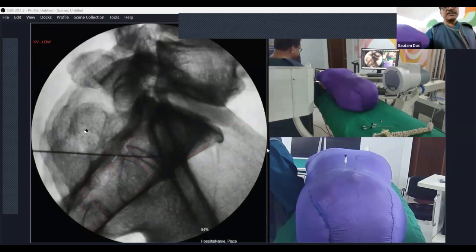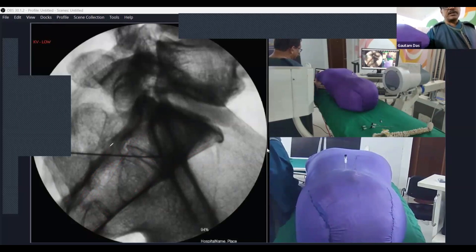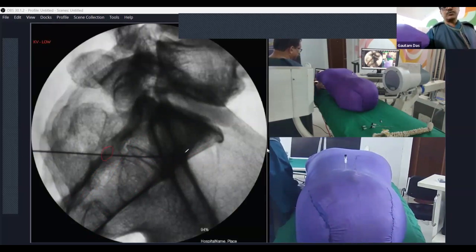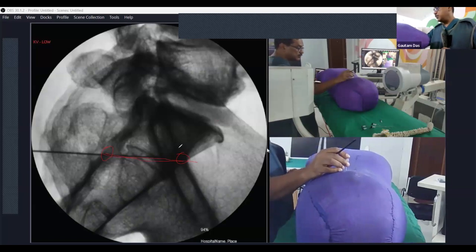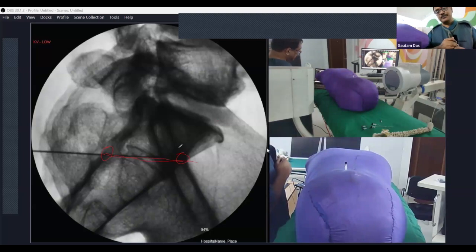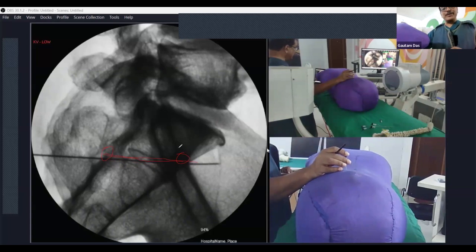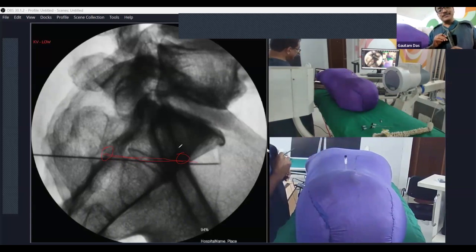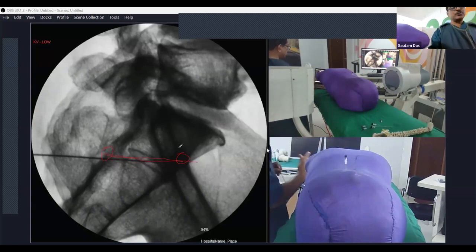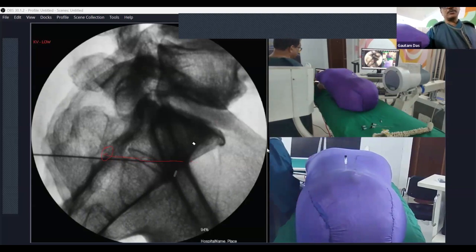Okay, I'm just erasing it again. So where is your ventral foramina and where is dorsal foramina? The ventral foramina is here where I have entered and the dorsal foramina is here. If I'm pushing it, I'll be going through and through. But not up to there I'll be going. It should be here, just posterior to the anterior border of the vertebral body.